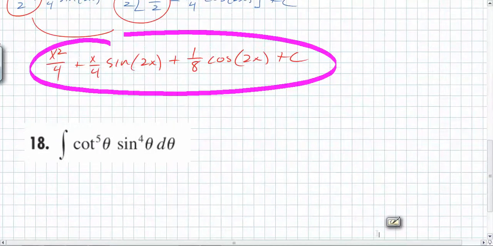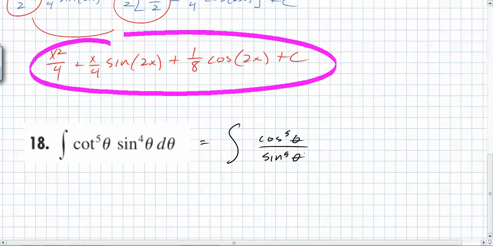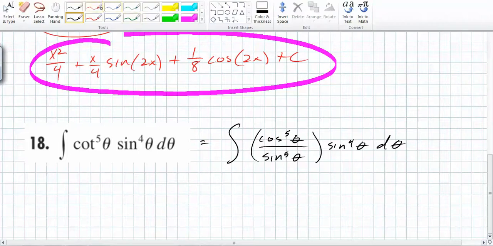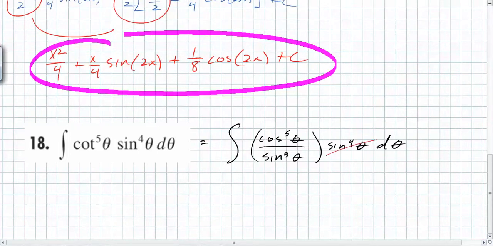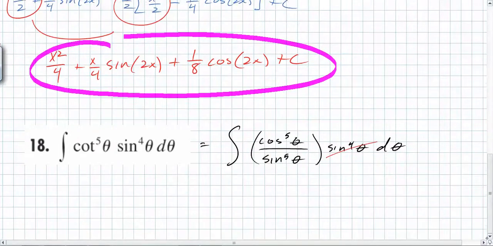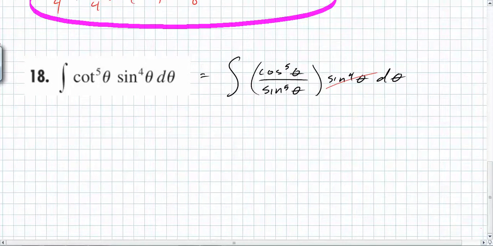Can we write this as the definite integral of cosine to the 5th theta over sine to the 5th theta times sine to the 4th theta d theta, and is actually something nice that happens here. Relatively nice. Do we want to get rid of that? Yeah, I know. It's really tempting. Like, you really want to do it. Well, let's see if it'll help.